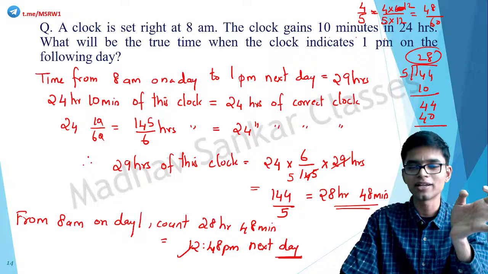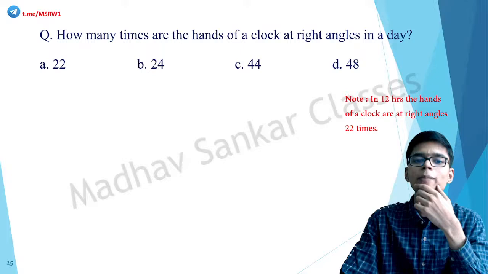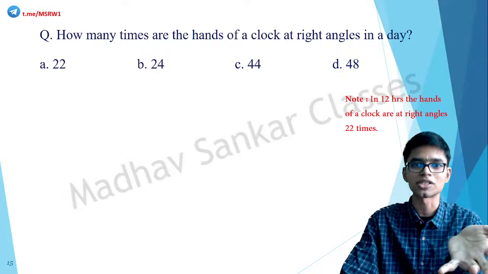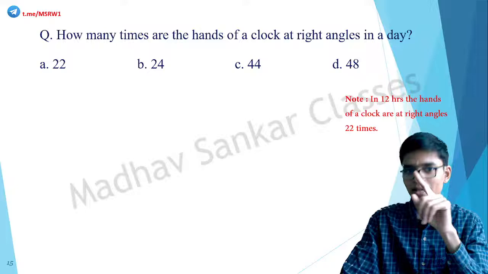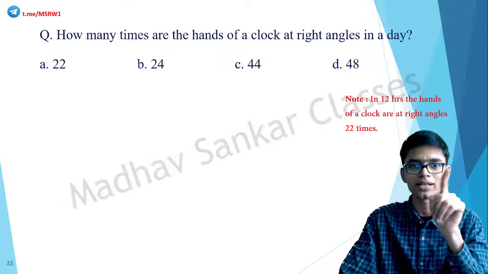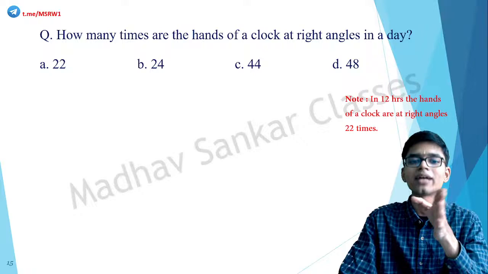Okay, last question. How many times are the hands of a clock at right angles in a day? This was a civil service question. Okay, this question was asked in civil service some time ago. How many times are the hands of a clock at right angles in a day? Right angles means 90 degree. Okay, like for example, 3 o'clock. At 3 o'clock, it will be exactly 90 degree. So similar, 9 o'clock, it will be 90 degree. Correct. So how many times are the hands of a clock at right angles in a day?